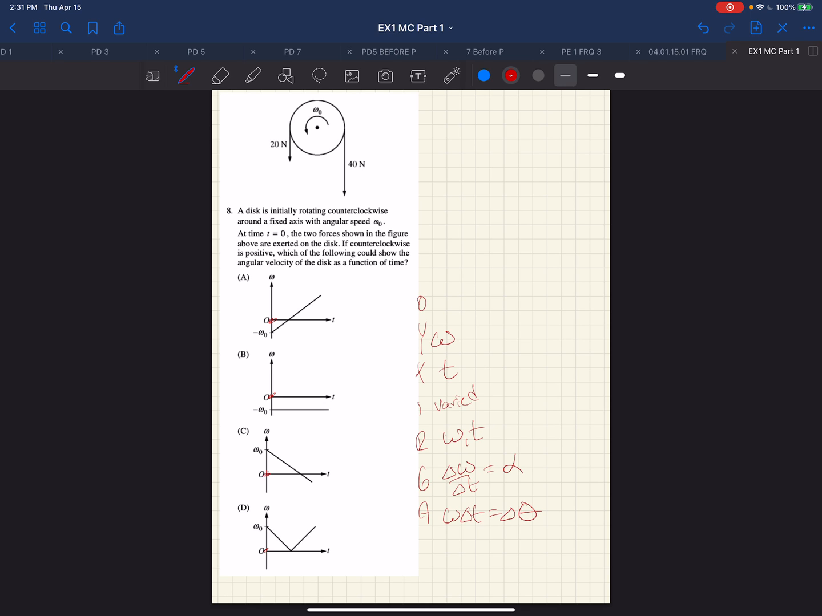We have a disk rotating counterclockwise. Well, let's see. In our unit circle, we say that's positive omega. So it has a positive omega in the beginning. Well, let's just go from there.